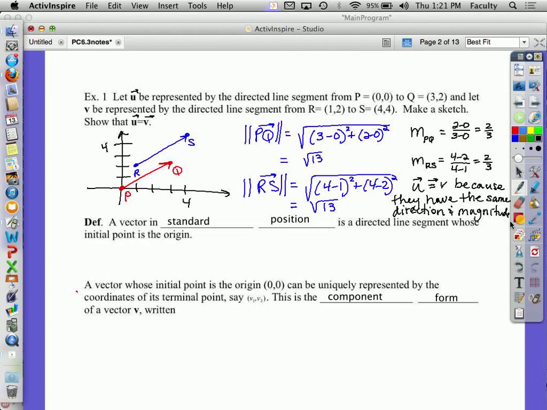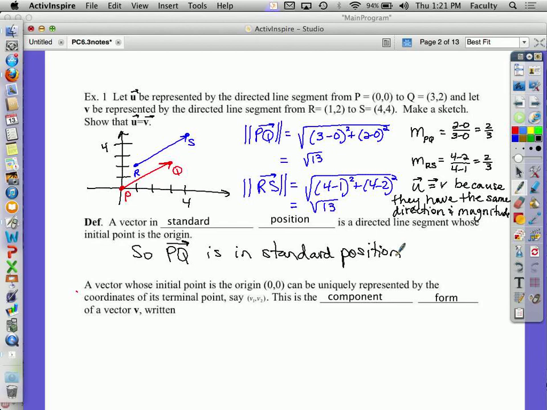Okay? All right, another definition. A vector in standard position is a directed line segment whose initial point is the origin. So vector PQ is in standard position. What we're going to find out in a moment is there's a way to convert vector RS into this standard position.